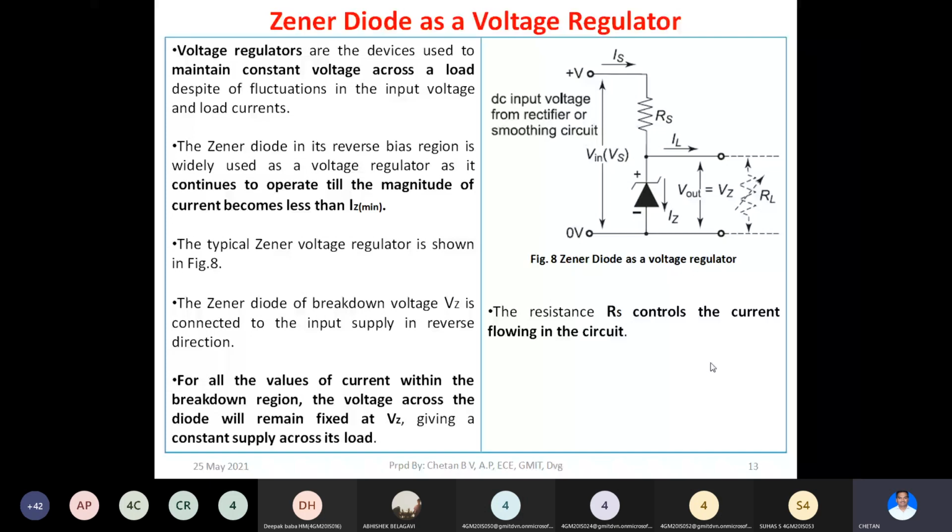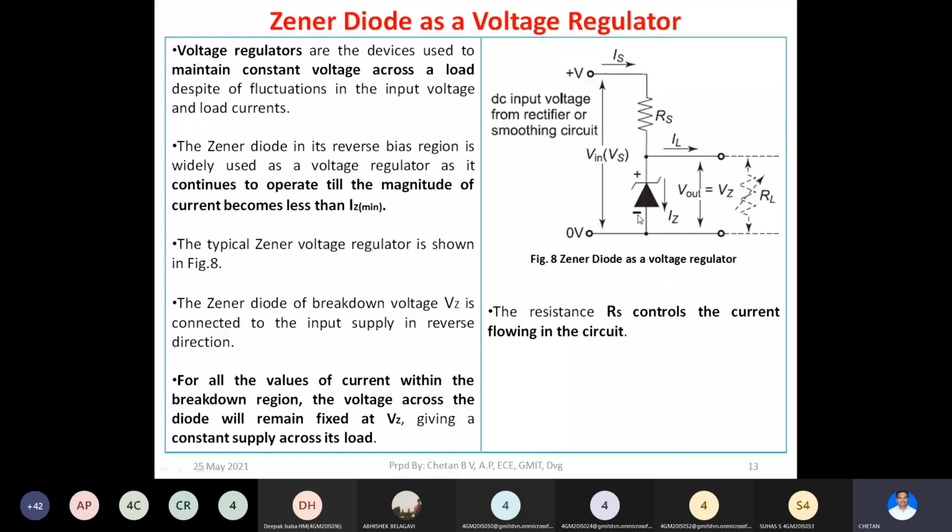Output load means it can be an LED or a resistor or one more circuit. If the load or the current with which this output varies, then it is called variation in load, right? So this voltage regulator should maintain constant voltage across the load, irrespective of fluctuations in input or the load current. Here you can see a circuit of this Zener diode voltage regulator. This is our Zener diode, right?